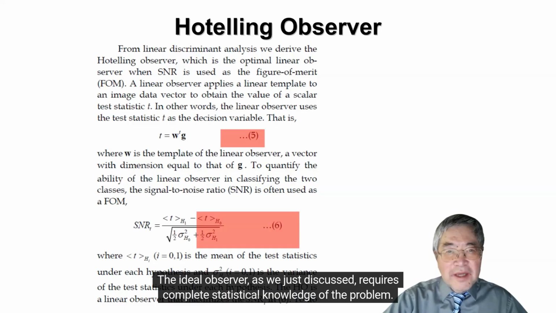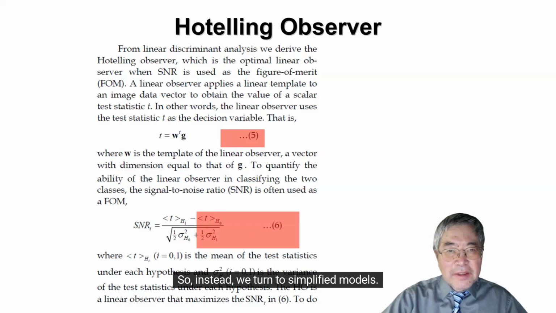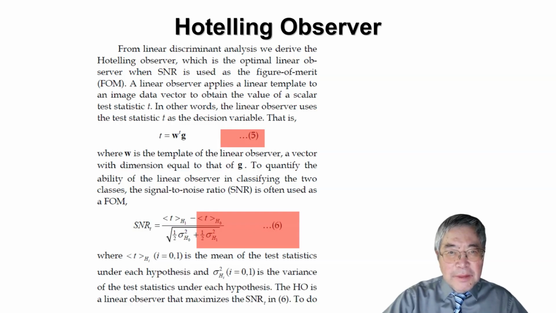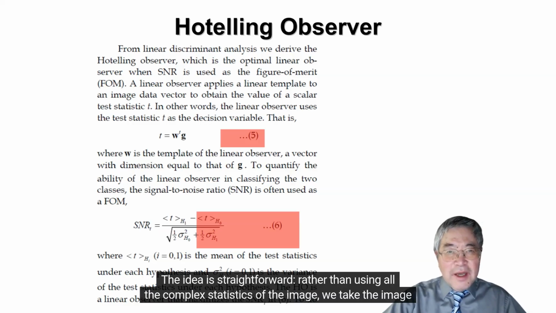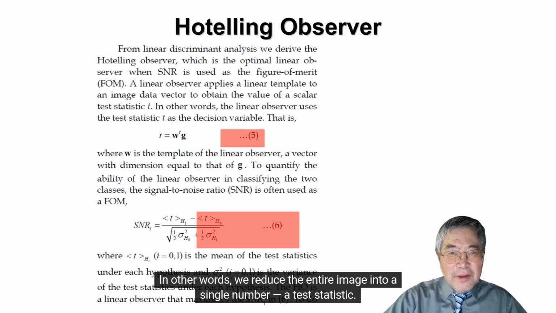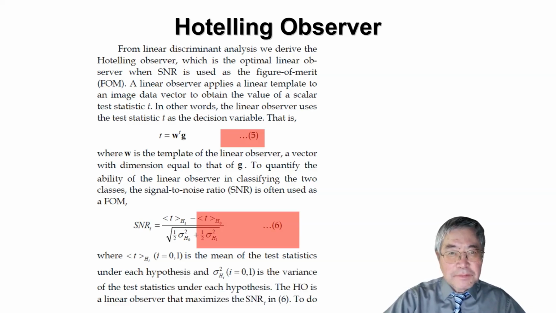The ideal observer, as we just discussed, requires complete statistical knowledge of the problem. But in practice, we almost never have that luxury. So instead, we turn to simplified models. One of the most important of these is the Hotelling observer. The idea is straightforward. Rather than using all the complex statistics of the image, we take the image data and apply a linear template to it. In other words, we reduce the entire image into a single number, a test statistic. That number is then used to decide whether the case is more likely normal or abnormal.